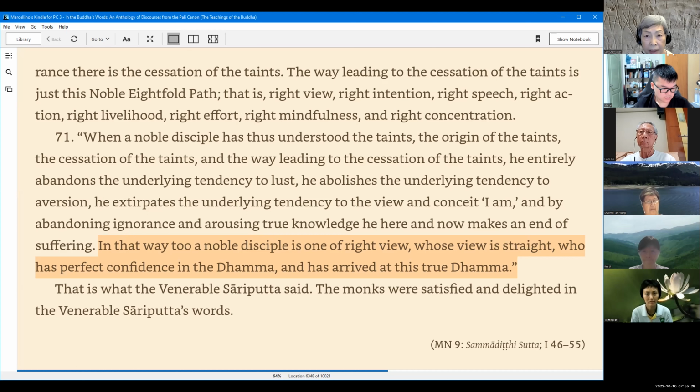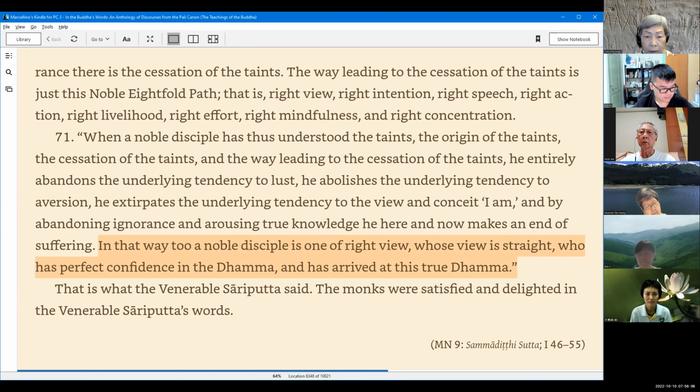When a noble disciple has thus understood the taints, the origin of the taints, the cessation of the taints, and the way leading to the cessation of the taints, he entirely abandons the underlying tendency to lust. He abolishes the underlying tendency to aversion. He extirpates the underlying tendency to the view and conceit, 'I am.' And by abandoning ignorance and arousing true knowledge, he here and now makes an end of suffering.